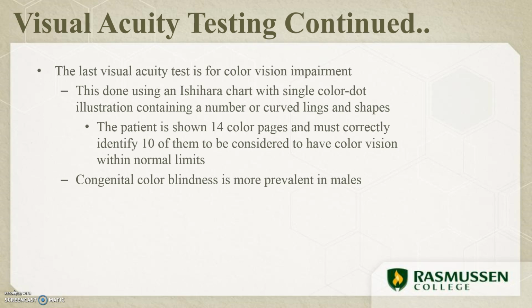Typically, this test will use what we call an Ishihara test. It's a printed card or book with single color dot illustration containing a number, curved line, or shape. You will show the patient 14 cards, and in order for them to have normal vision acuity with color, they need to be able to read at least 10 of them without any errors. More often than not, color blindness is more prevalent in males than females.